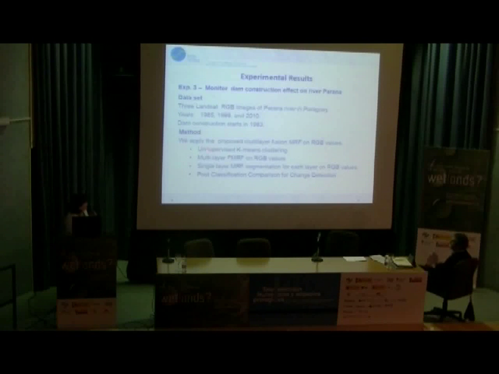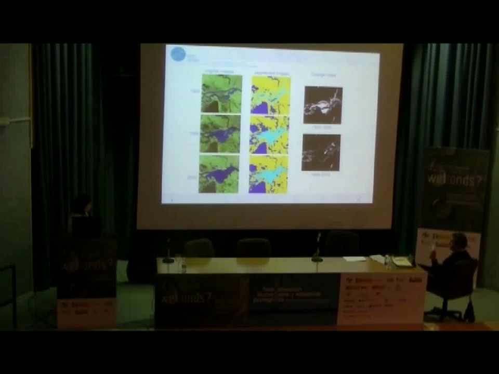In this experiment, we use the RGB color value directly in the fusion Markov random field for 3 images. Here's the results of the fusion Markov random field segmentation to 3 classes, and this shows the changes between these two dates, which shows the big influence of the dam on the river between 1985 and 1999.